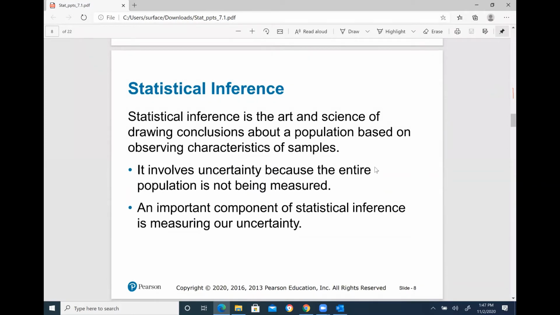Statistical inference. Statistical inference is the art and science of drawing conclusions about a population based on observing characteristics of a sample. So here are two things that you need to know when describing statistical inference. It involves uncertainties because the entire population is not being measured.